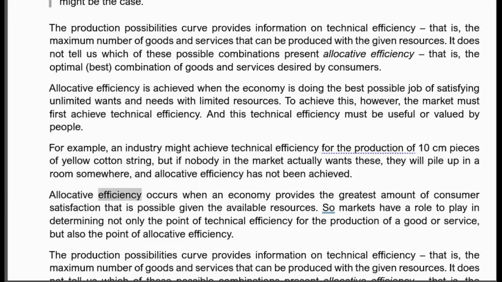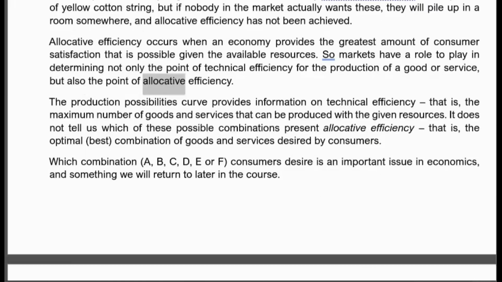Allocative efficiency occurs when an economy provides the greatest amount of consumer satisfaction that is possible given the available resources. So markets have a role to play in determining not only the point of technical efficiency for the production of a good or service, but also the point of allocative efficiency.